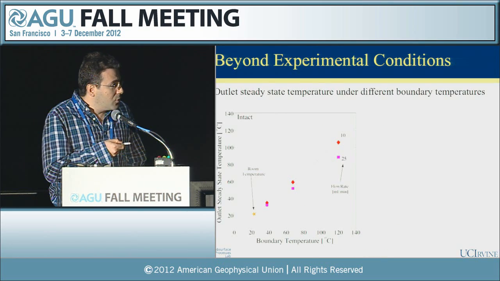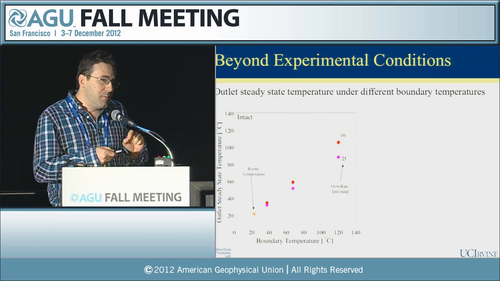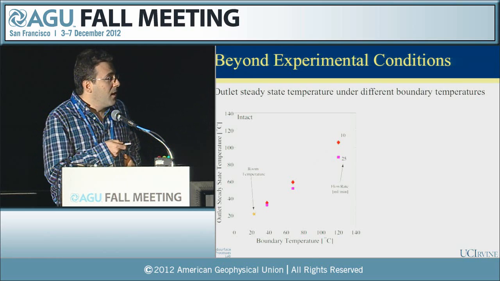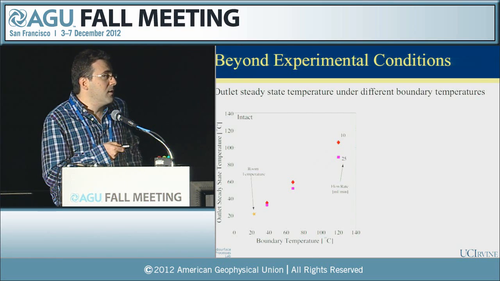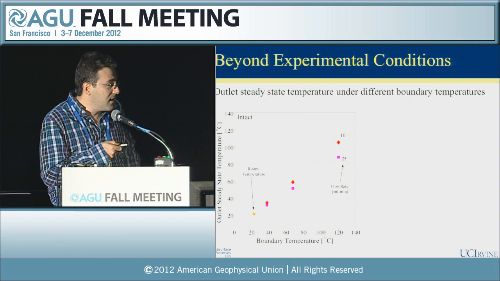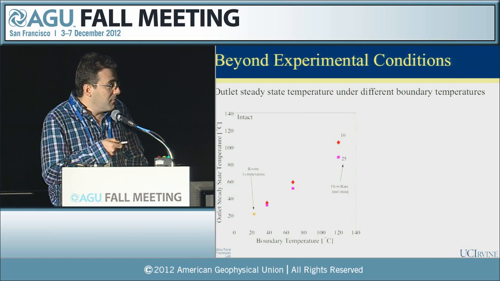Now I'm going to move on to a next set of experiments. Here I showed you earlier experiments at 120 degrees C for the boundary temperature. But we also did many other experiments at different boundary temperatures. So here on the vertical axis I show the outlet temperature, that's the steady state, and on the horizontal axis I show you the boundary temperature. And we've done them for different flow rates, as you can see, for 10 and 25.